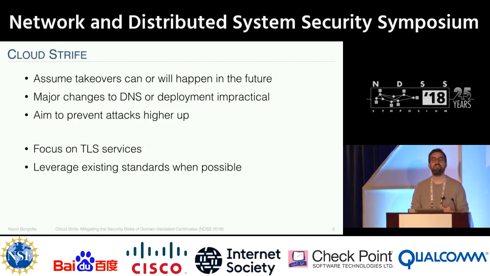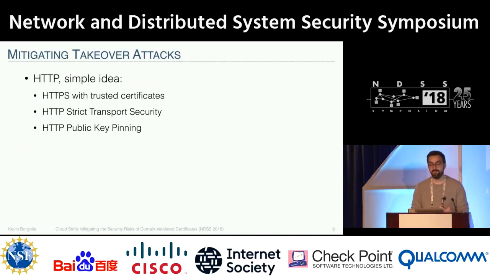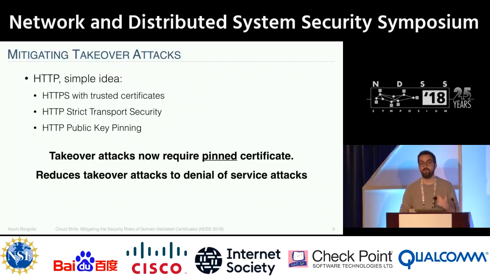For some protocols, there are ways to protect this already. The simple idea for HTTP, for example, is you start with just getting a trusted certificate. You enable HTTP Strict Transport Security, which means as soon as somebody has been there with HTTP once, after that they'll always be using HTTPS. And then you just pin your certificate. The problem for the attacker is that a takeover attack will require a pinned certificate, which an attacker cannot get because you have the certificate that is pinned. So effectively, you're reducing any takeover attack to a denial of service attack.